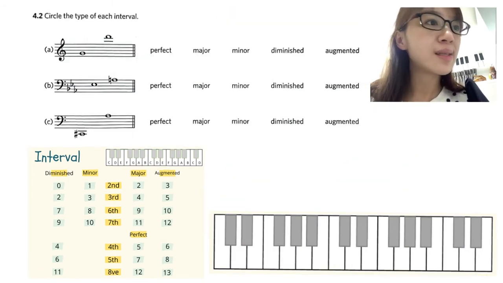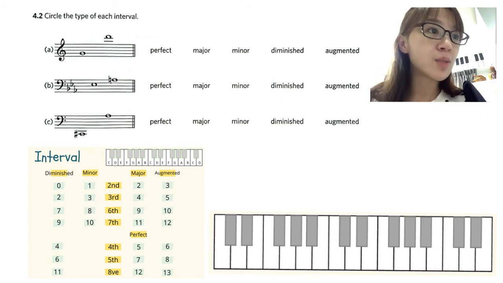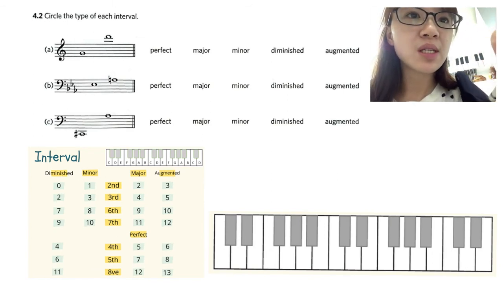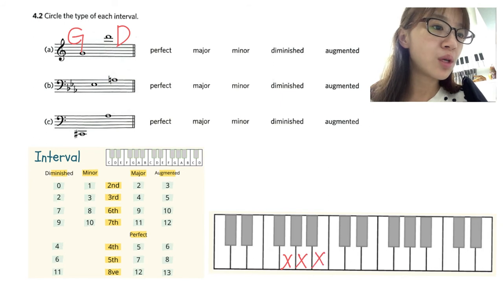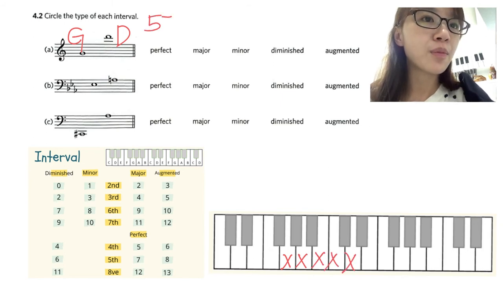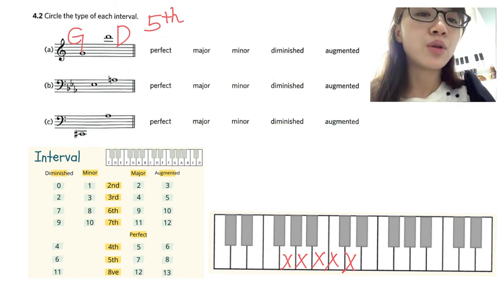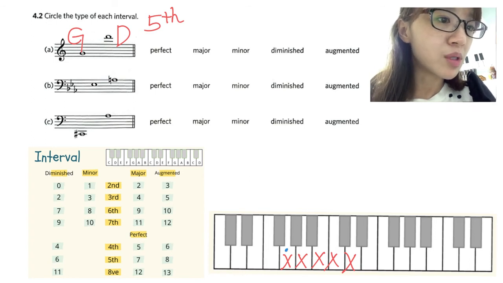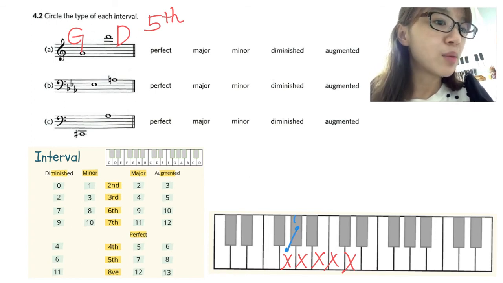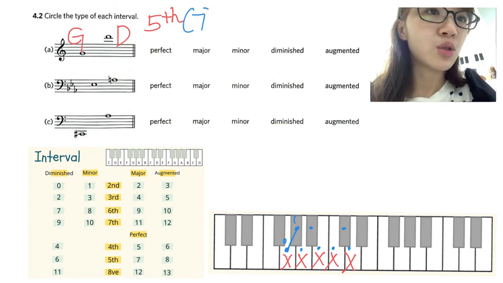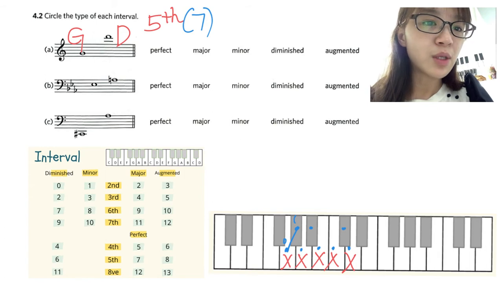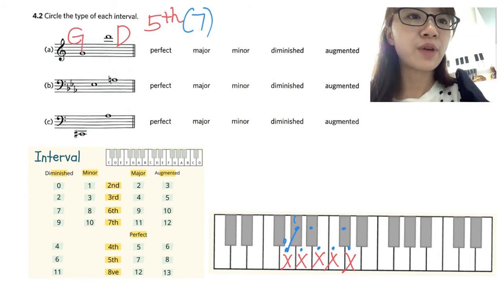Question 4.2 is similar to 4.1. The only thing is you don't need to worry about whether this is compound or not, whether this is more than an octave or not. So the very first step, again, write down the letter names. This one starting from G, and this is D. G to the D, you count 1, 2, 3, 4, 5. It gives you a fifth. So from here you count the semitones from the G. Counting semitones, you start from 0, 1. This one gives you one semitone. 0, 1, 2, 3, 4, 5, 6, 7. So 7 semitones. So a fifth with 7 semitones. It's perfect. The answer is perfect.